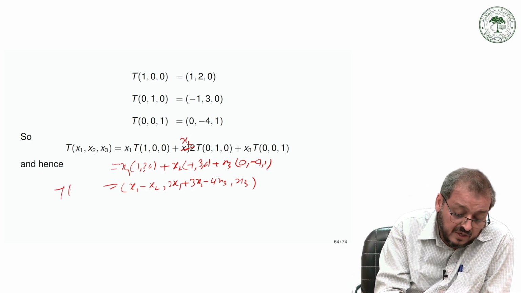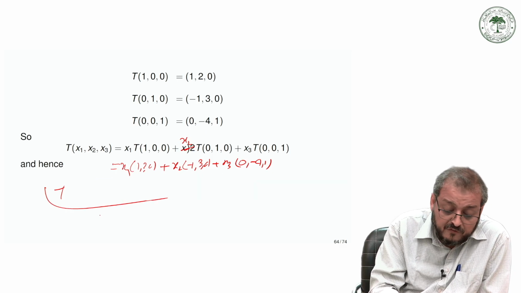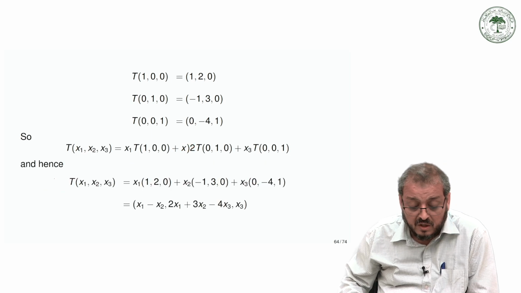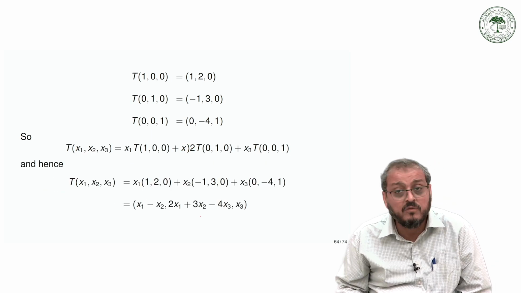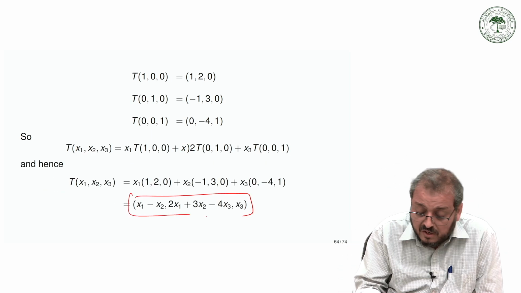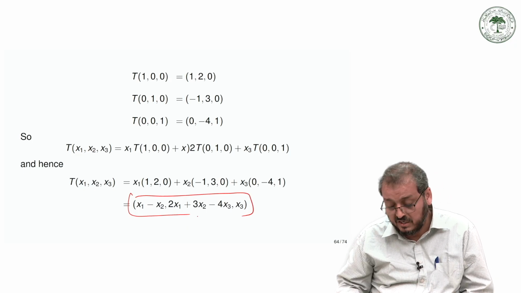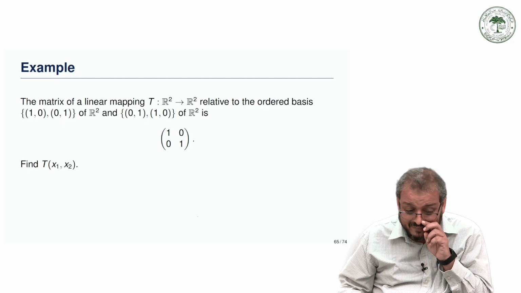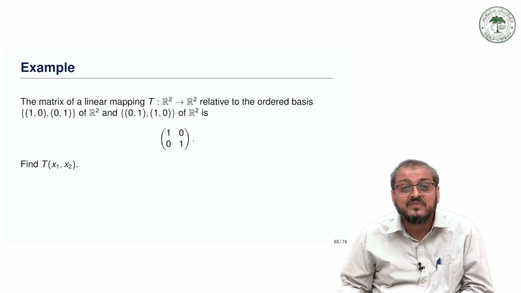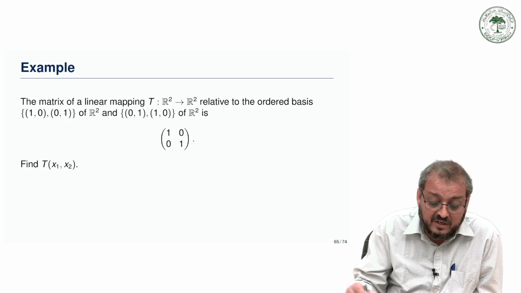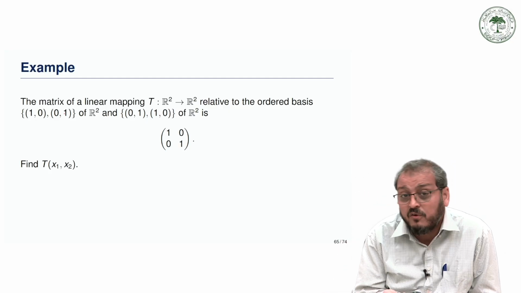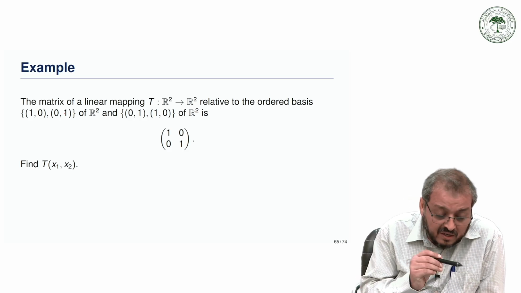So this means we can say that T of x1, x2, x3 is the general linear transformation. If you substitute the values, we get it into this form. So this is clearly the general form of this linear transformation. Now I take this matrix, very simple. I take the identity matrix, and we also take the basis as the identity. So this means we have to get the identity transformation from this.